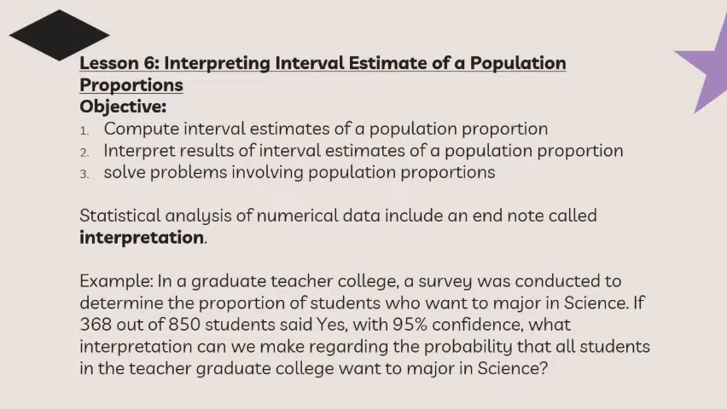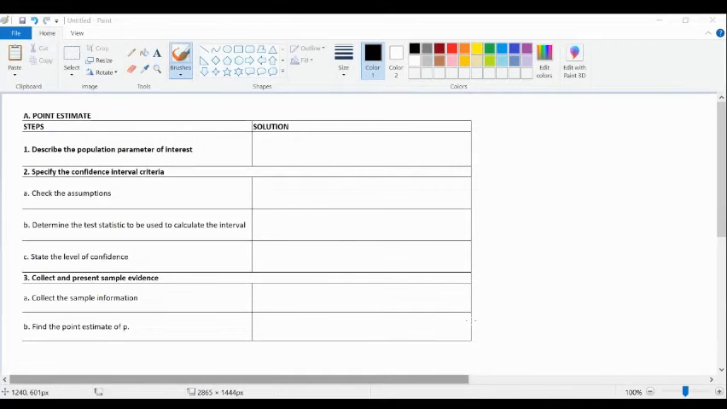In a teacher college, a survey was conducted to determine the proportion of students who want to major in science. If 368 out of 850 students said yes, with 95% confidence, what interpretation can we make regarding the probability that all students in the teacher graduate college want to major in science? In finding the point estimate, we need first to describe the population parameter of interest. According to this question, the parameter of interest is the proportion p of all students in the teacher graduate college who want to major in science.